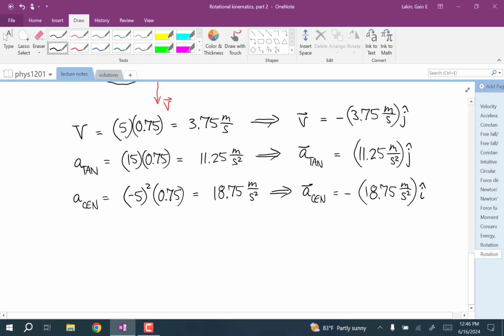And then the total acceleration is just the sum of the centripetal and the tangential. So the total acceleration vector is negative 18.75 meters per second squared i plus 11.25 meters per second squared j.